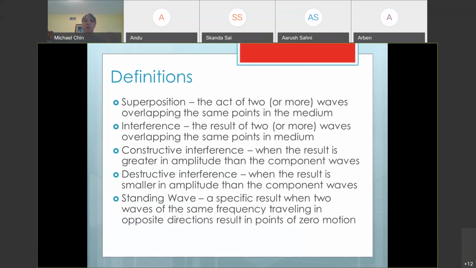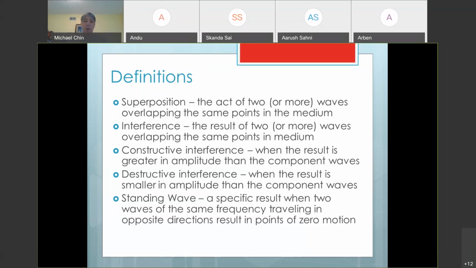Interference is a more general term. It's basically what happens as the result of two or more waves colliding or overlapping at the same point. If we use the term constructive, the result is greater in amplitude than the component waves. If it's destructive, it's smaller in amplitude than the component waves. Constructive is basically what happens when the two waves are on the same side. They're both positive waves or they're both negative waves. Destructive basically requires one of them to be positive, the other one to be negative.